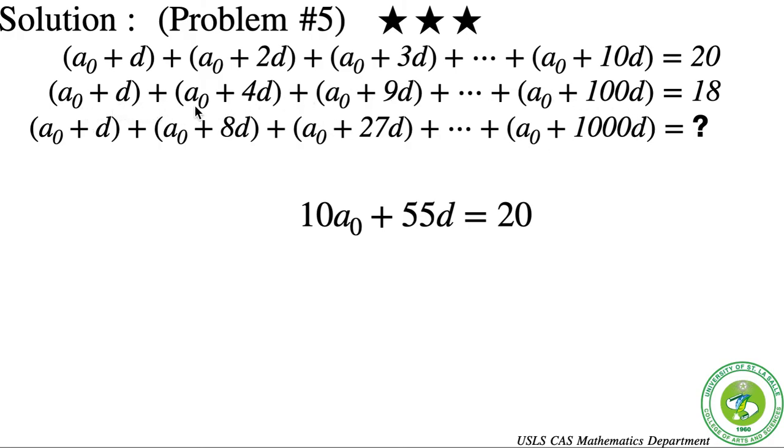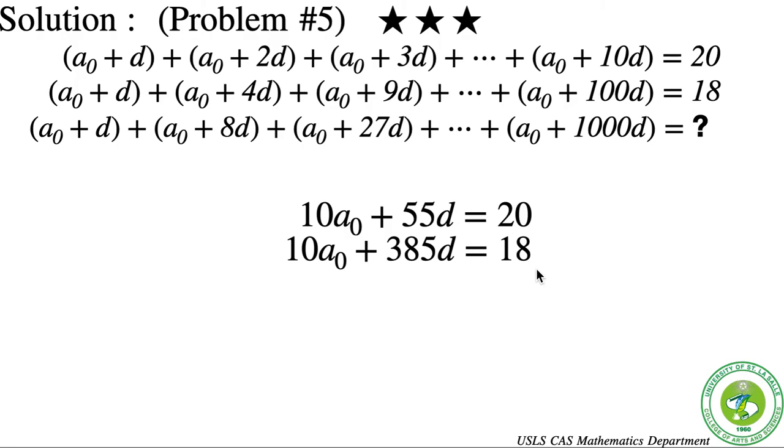1d plus 4d plus 9d plus 16d plus 25d, and then until 100d. So if we're going to add all the perfect squares from the first perfect square, 1, up until the 10th perfect square, 100, that will give us the sum of 385. You can add them manually, and then the sum is 385. And of course, add the a sub zeros also, 10 a sub 0 plus 385d equals 18. So that will simplify our sequence into a very short equation.